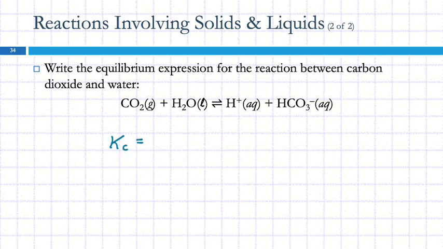And so we're looking at the concentrations of the products. So we've got H+, coefficient is 1, times HCO3-, also with a coefficient of 1, divided by what? The concentration of CO2. The concentration of water doesn't show up because it doesn't change. Any questions?